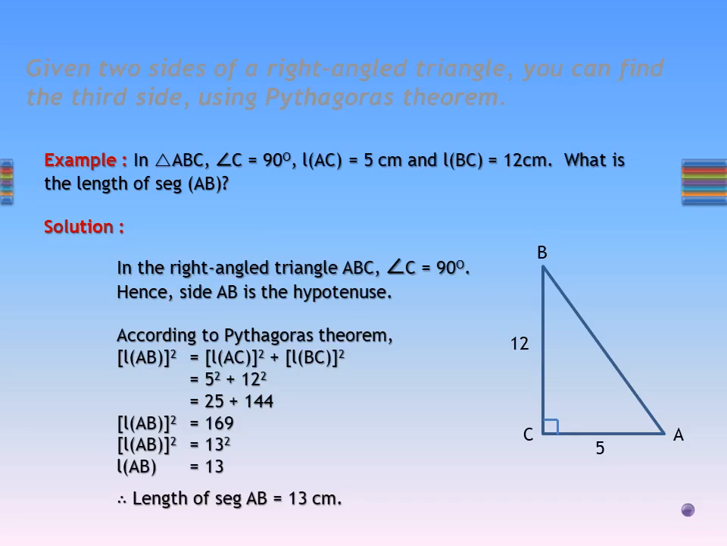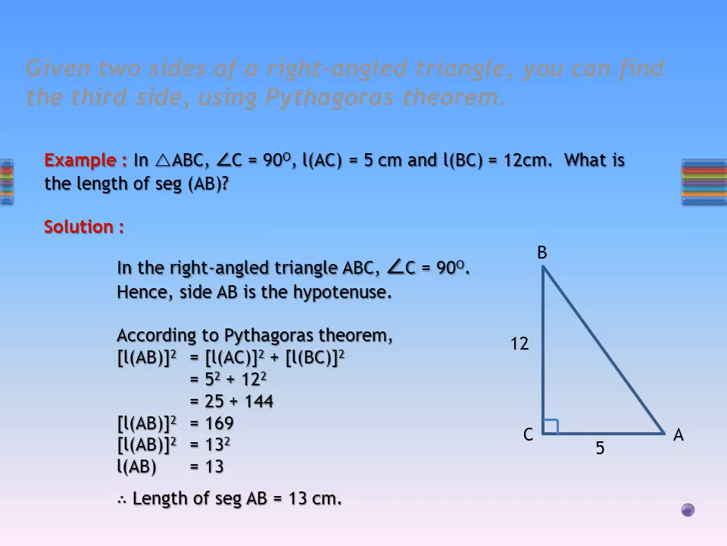Now we'll substitute the values. Length AC equals 5 centimeters and length BC equals 12 centimeters. So we can write 5 square plus 12 square. And 5 square is 25 and 12 square is 144. So length AB square is equal to 169. That is 25 plus 144.